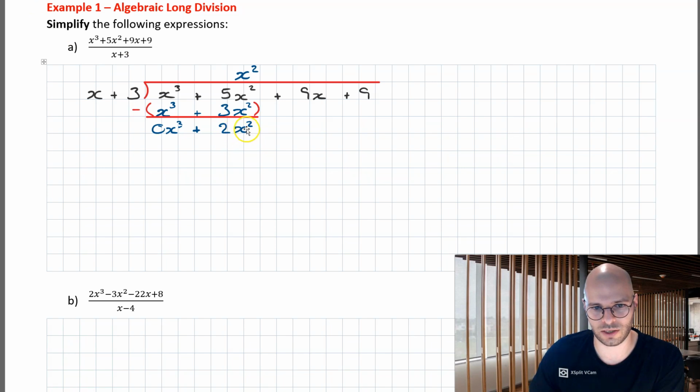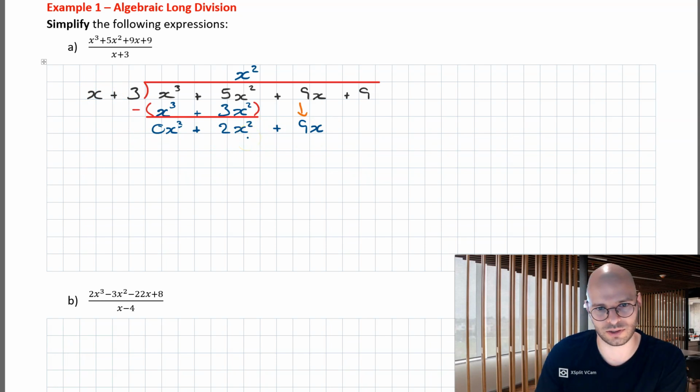I've got 2x squared over here, and because I've got these two here, I need this one and I need something here. So I look above and I grab the 9x and bring it down. Now I'm working with 2x squared plus 9x. I then try to match the divisor over here with my working expression, so I need to make x look like 2x squared.